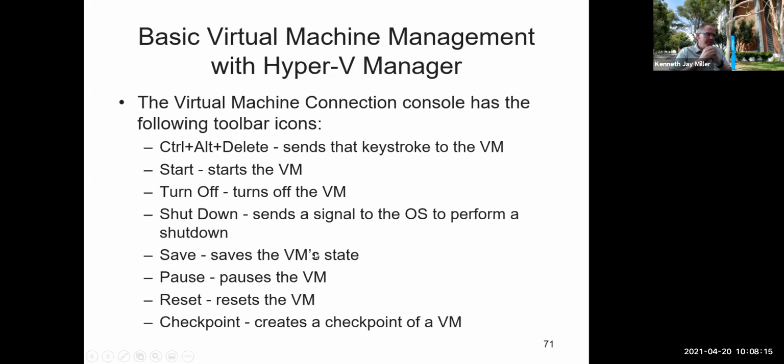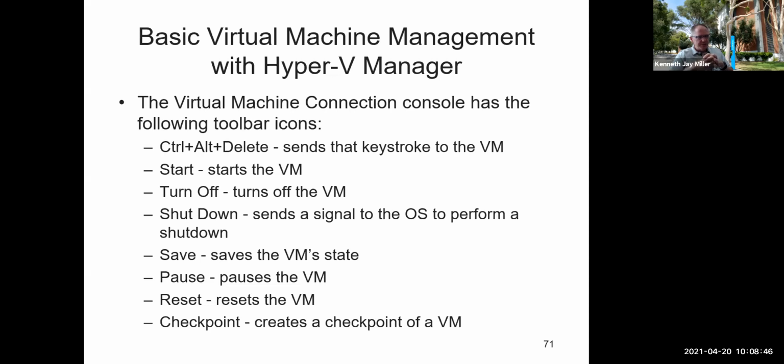The virtual machine connection console has the following toolbar icons. The Ctrl+Alt+Delete sends that keystroke to the VM. So that's how we're going to send Ctrl+Alt+Delete, on the toolbar. There'll be a little icon with three keys, that looks like a key plus a key plus a key. That's the Ctrl+Alt+Delete key.